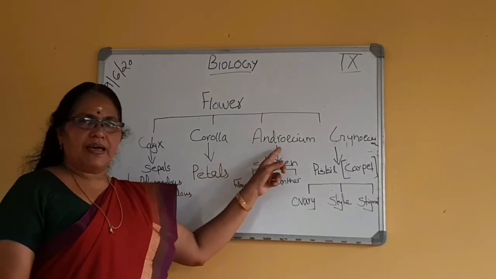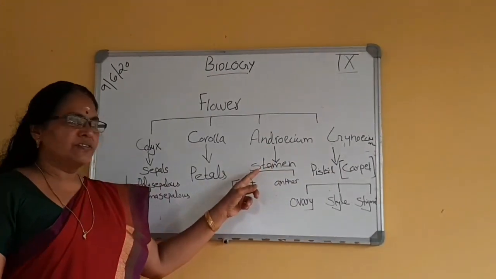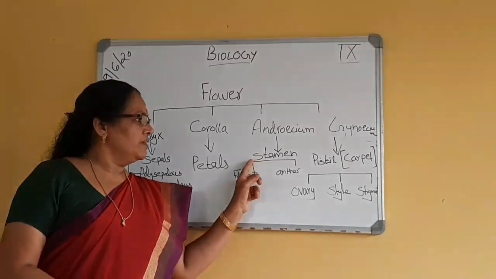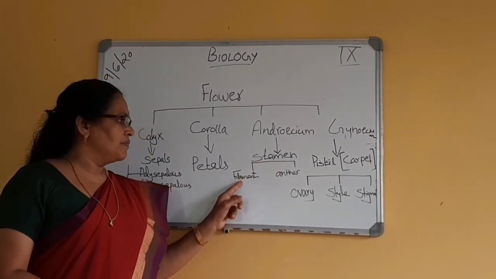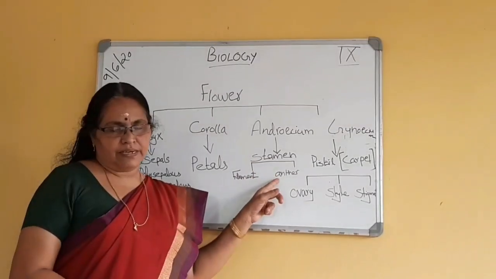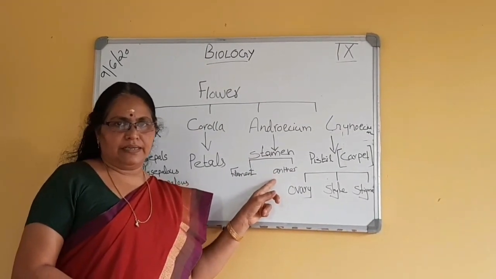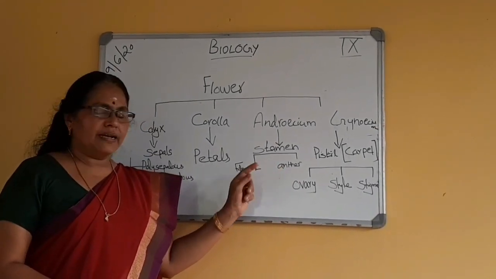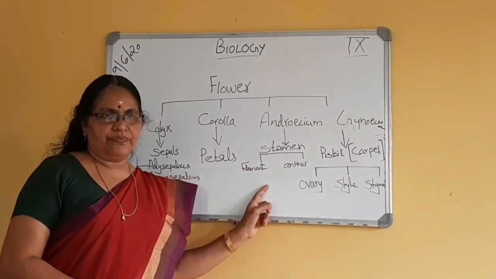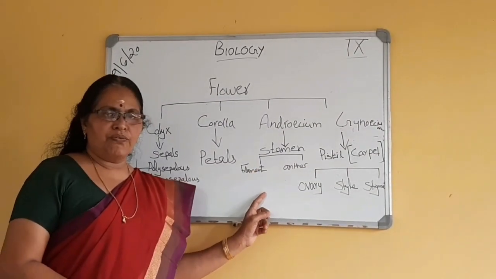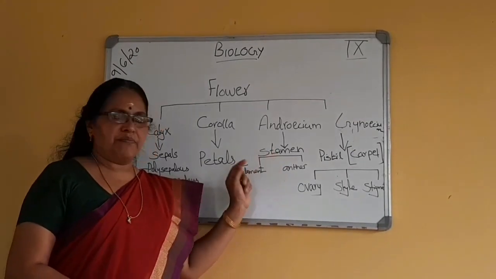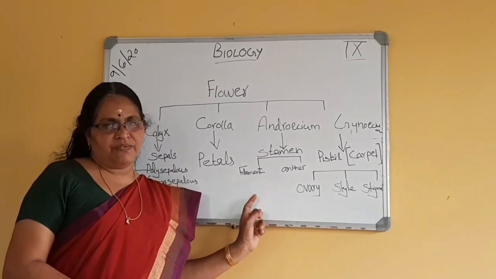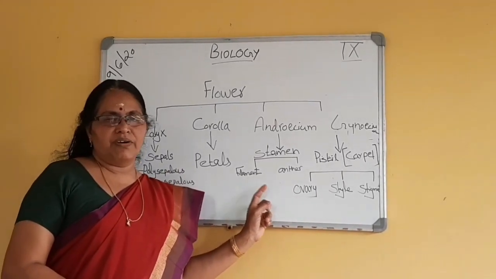The next part is the androecium. Androecium consists of stamens. It is the male part of the flower. Each stamen consists of a filament and a bilobed anther. The filament carries the anther, and the anther contains the pollen grains. And the arrangement of stamen in the flower is different. The number of stamen in a flower is different. That will be varied from flower to flower.